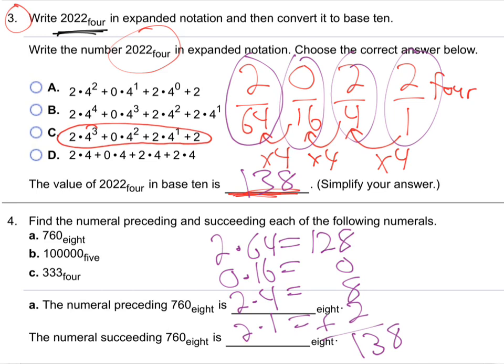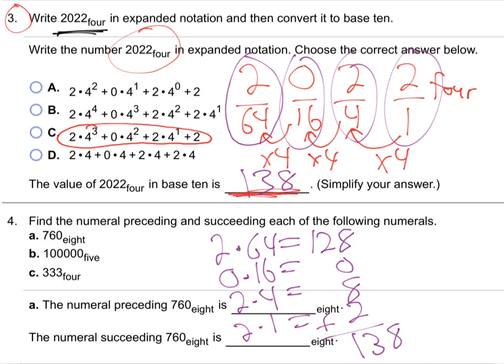2022 base 4 is the same as 138. Did that make sense how I did that? So again, you start with 1. They all start with a ones place. And you go times 4, times 4, times 4, because we're in base 4. And then you just multiply those. 2 64s, 2 times 64. No 16s, 2 4s, and 2 1s. Add them up. That's the number.